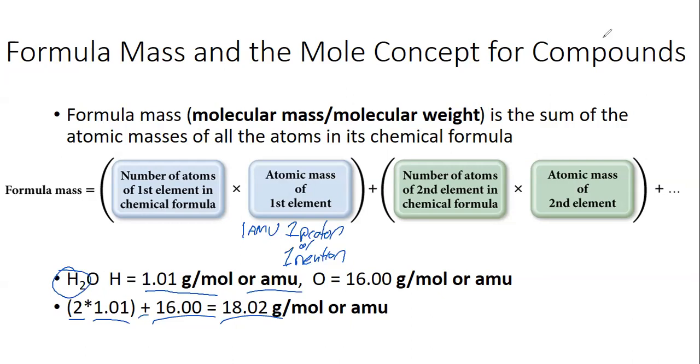18.02, not 33.01. I'm guessing you multiplied oxygen by 2 and added 1 hydrogen instead of multiplying hydrogen by 2 and adding 1 oxygen. Because if you do 32 plus 1, you'll get 33.01. It should be 18.02 though. 2 hydrogens plus 1 oxygen.